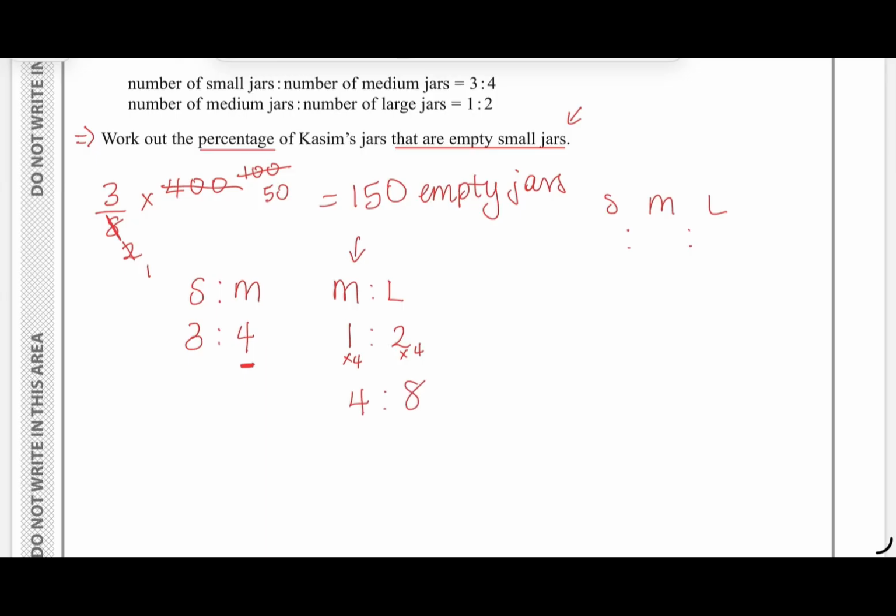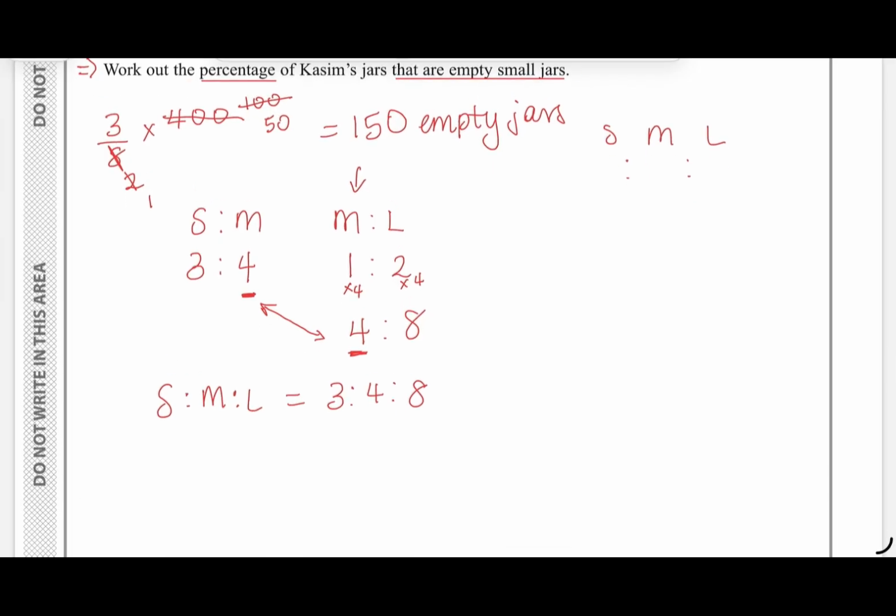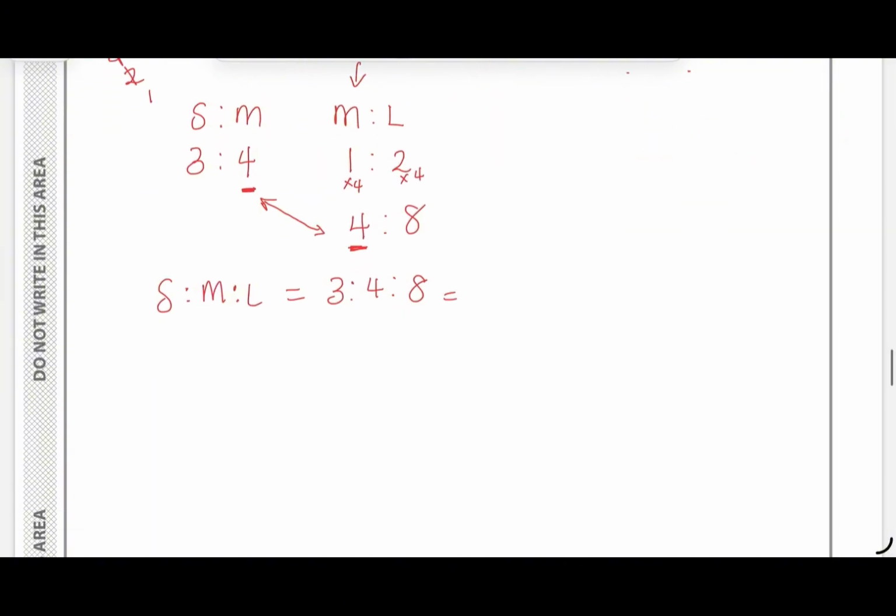And because this 4 is now the same as that 4, we could join the ratios together. So you would have a new ratio of small to medium to large as 3:4:8. So what we want to do now is to work out the empty small jars. So if we added this up together, 3 + 4 + 8 is 3 + 4 is 7. 7 + 8 is 15. So that is 15.